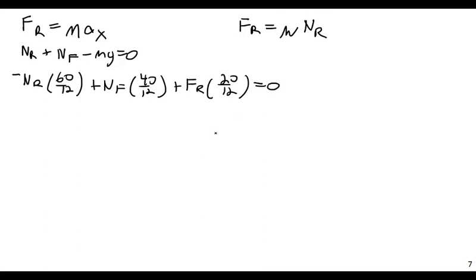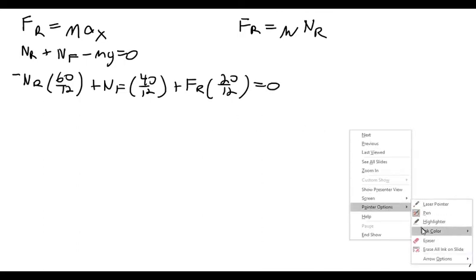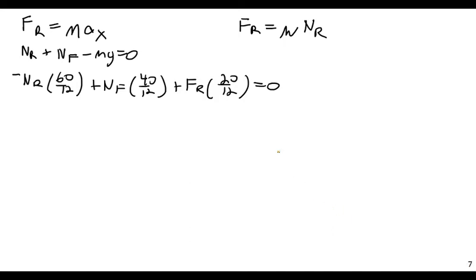Then let me label these equations here. I'll label this one 1, because we've got to do a whole bunch of little balancing equations. This one 2. This one here as 2. This one here as 3. And this one here as 4.